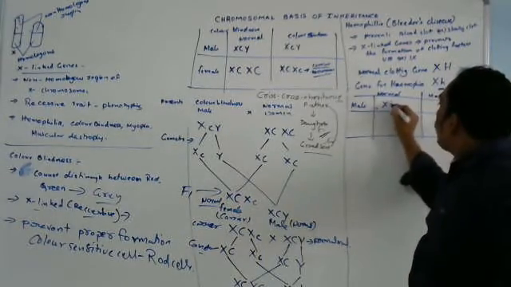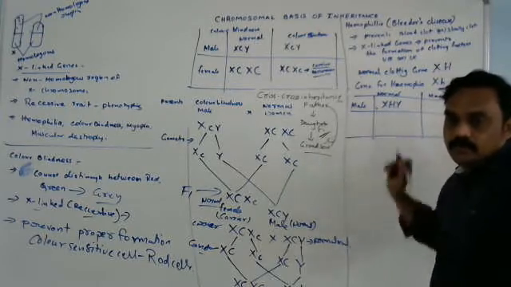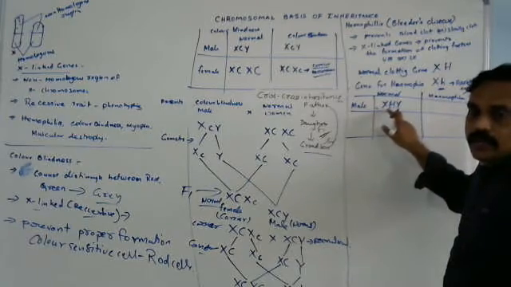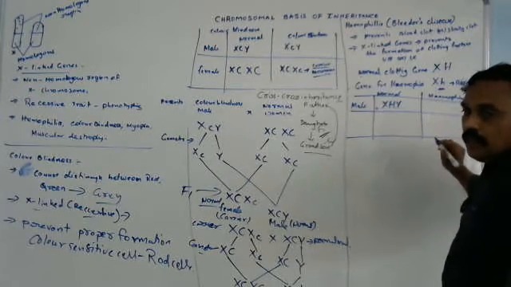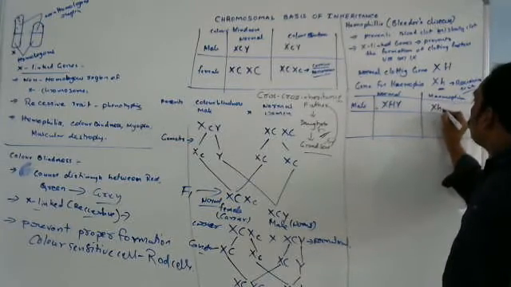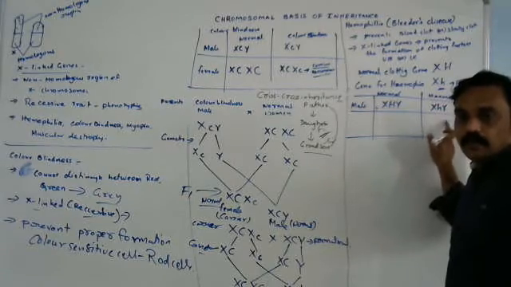X capital H, Y capital Y. XY is the cause of what? Male organism. So in a normal male, how are the genes located? X capital H Y. In hemophilia, X small h and capital Y. This is the male who suffers from hemophilia.